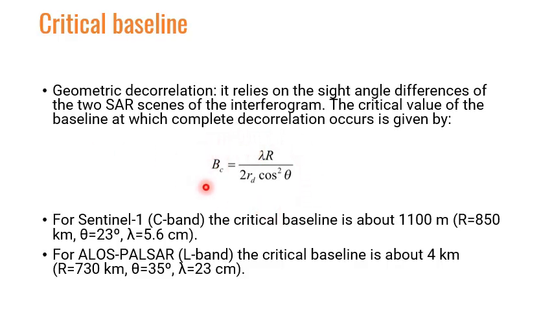You see in this equation, BC means critical baseline, lambda is wavelength, R is the slant range, and theta is the look angle. So for example, in case of C-band, the critical baseline is about 1100 meters, with R about 850 kilometers, theta 23 degrees and lambda 5.6 centimeters. With ALOS PALSAR L-band, the critical baseline is about 4 kilometers, with R about 730 kilometers, theta about 35 degrees and lambda about 23 centimeters.